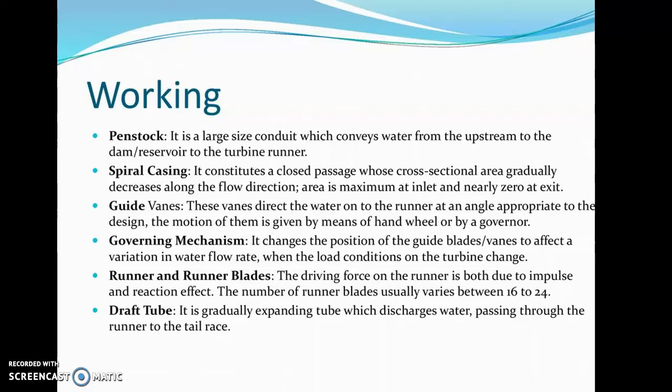Then we have the runner and the runner blades. The driving force on the runner is due to both impulse and reaction effect. The number of runner blades usually varies between 16 and 24. And finally, there is a draft tube. It is a gradually expanding tube which discharges the water passing through the runner to the tail race.